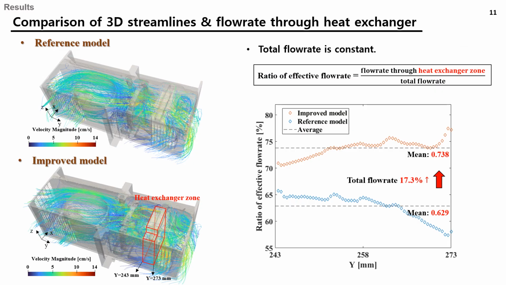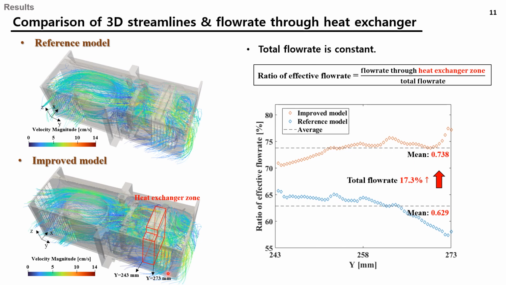So the next is the 3D streamlines result and the comparison of flow rate through the heat exchanger along the y-axis. On the left side, we can see the 3D streamlines for both the reference model and the improved model. The red box indicates the heat exchanger zone, while the total flow rate passing through the machine room model's interior is constant. The flow rate passing through the heat exchanger zone differs for each slice along the y-axis.